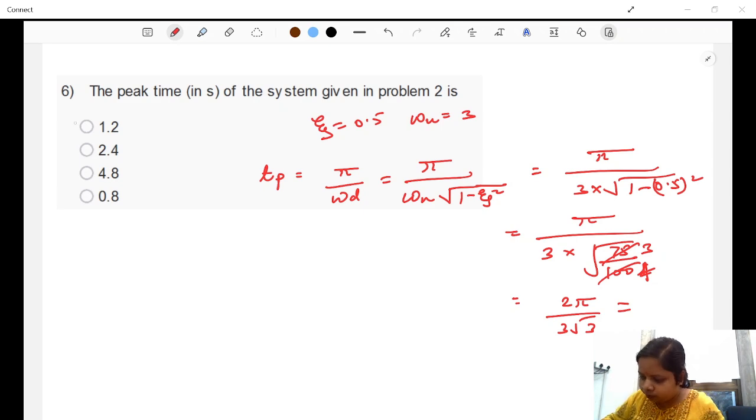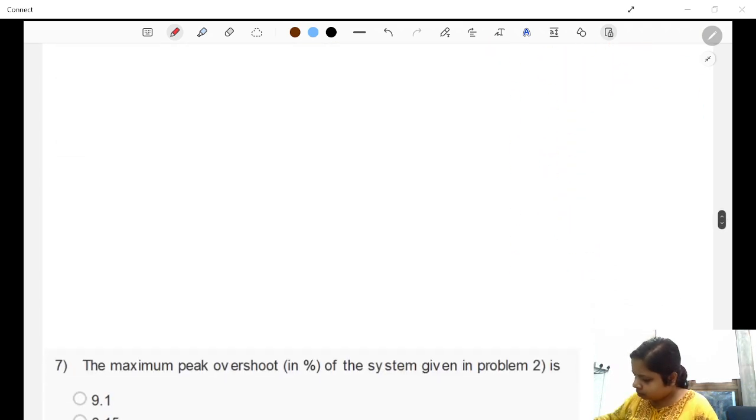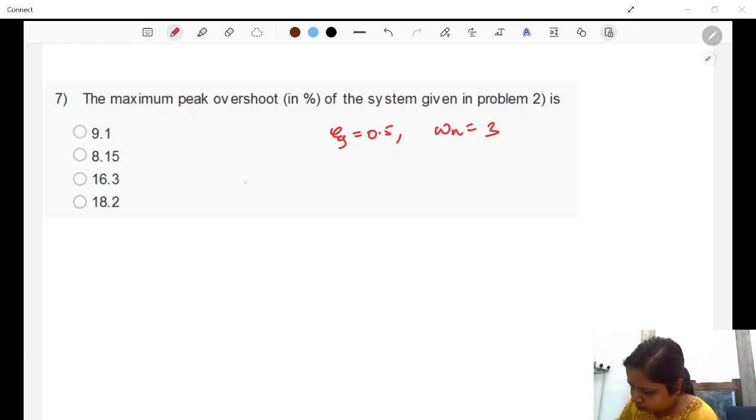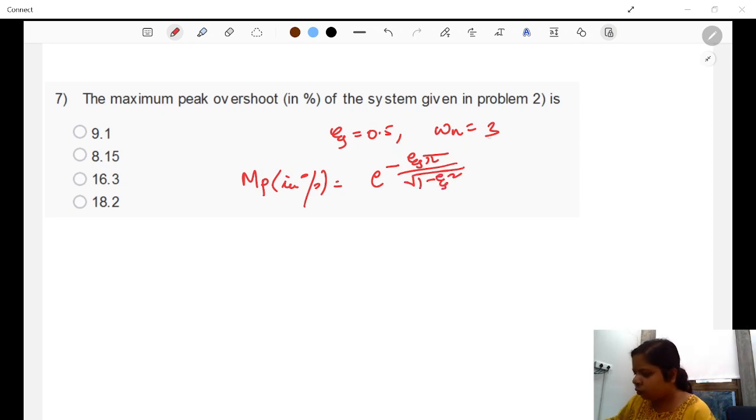1.2. Okay, thank you. Very good. So 1.2 seconds is the answer for this question. Okay. Similarly, we want to also find the maximum peak overshoot for this question. So zeta is equal to 0.5, omega n is equal to 3. Okay, we want to find the maximum peak overshoot. So how do we find it? MP in percent we want to find out. It is e to the power of minus zeta pi upon root of 1 minus zeta square. You already have the value of zeta and you need to multiply it by 100 to get the percent. Please tell me the answer to this question.